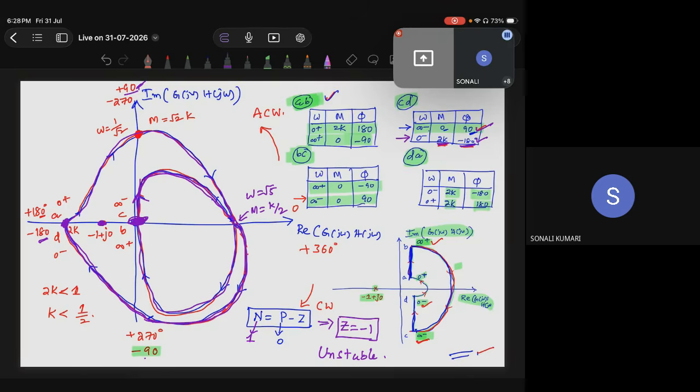So 2K is positive. How do you mark it on the left side? 2K is positive, this is the condition. That is the magnitude, and it has to start at plus 180. That's the key point. It has to start at plus 180. So that's why it is 2K.